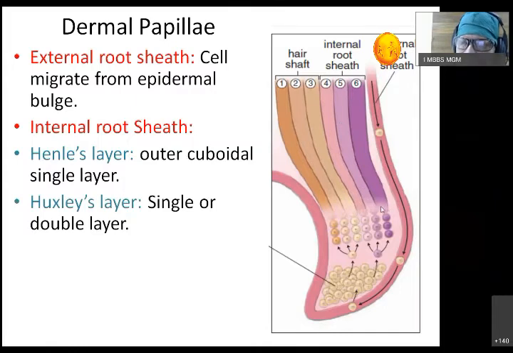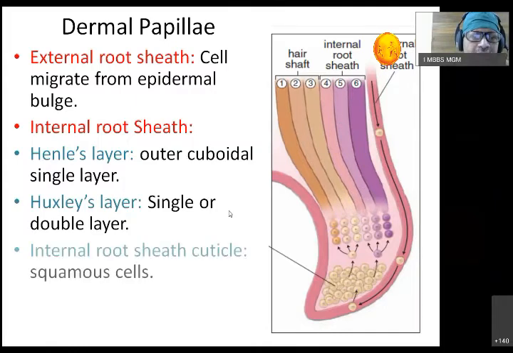So this is how the cells are maturing. Then there will be the internal root sheath cuticle. This fourth one is the cuticular layer. So these are like the stratum granulosum. Now from here apoptosis starts. That is what we have to remember. And now there will be keratinization. So internal root sheath has three layers, and external root sheath has only one layer.